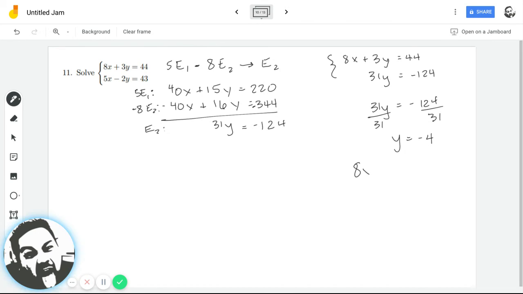So we have 8x plus 3 times negative 4 is equal to 44. We have 8x minus 12 is equal to 44. Adding the 12, we get 8x is equal to 56. Dividing both sides by 8, we get x equals 7. So we write down our answer as an ordered pair, 7, comma, negative 4.